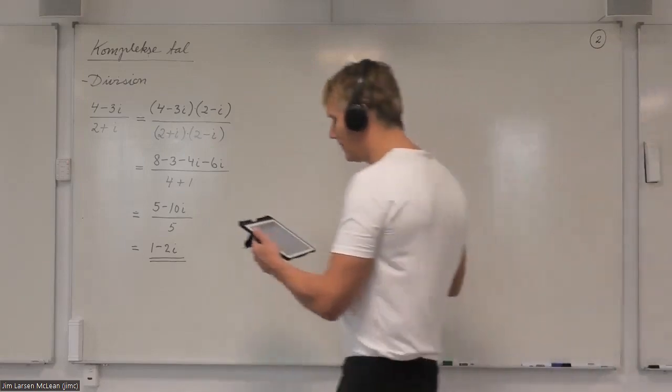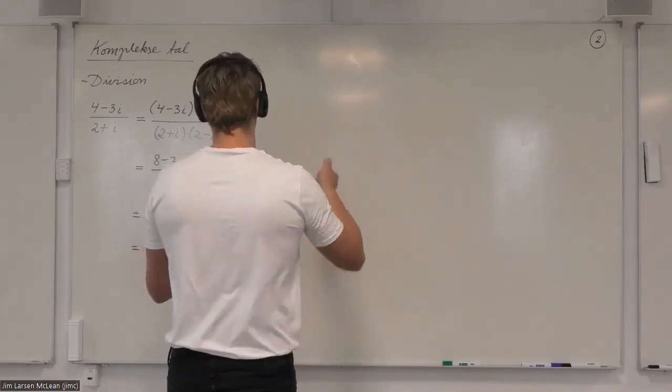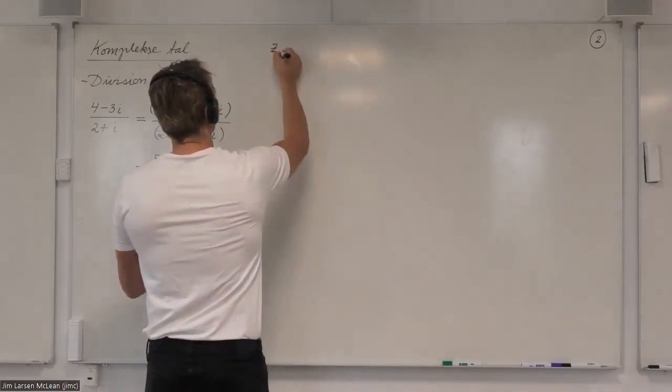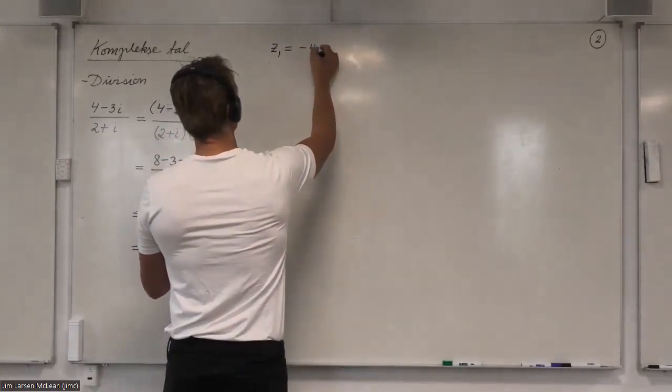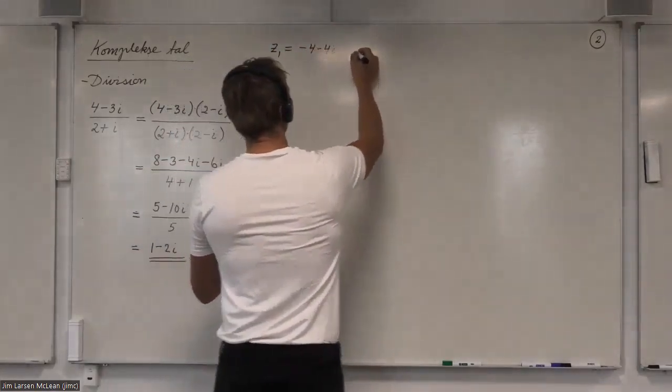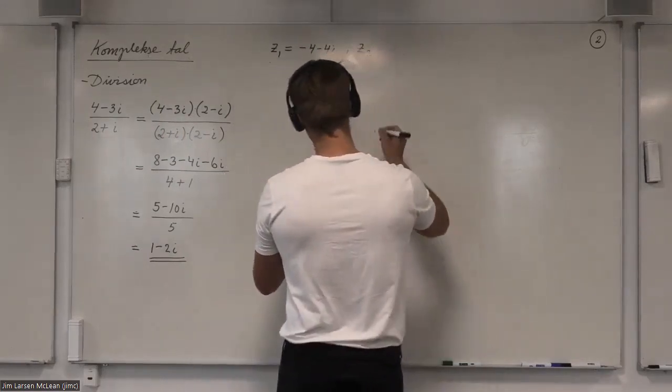Okay, then. Here's a problem I've come up with. I have a complex number Z1, which is 4 minus 4i, and I have another complex number I've decided to call Z2, which is 4 plus 3i.